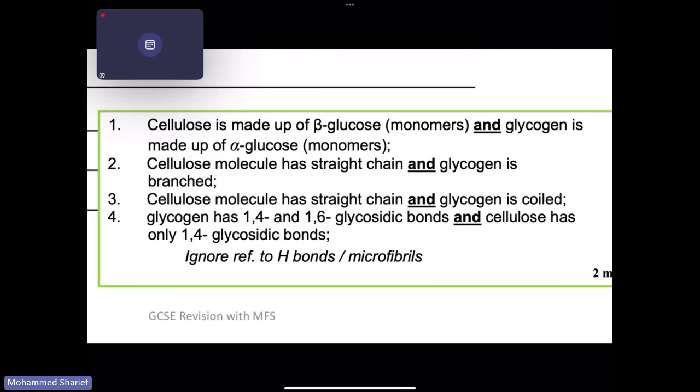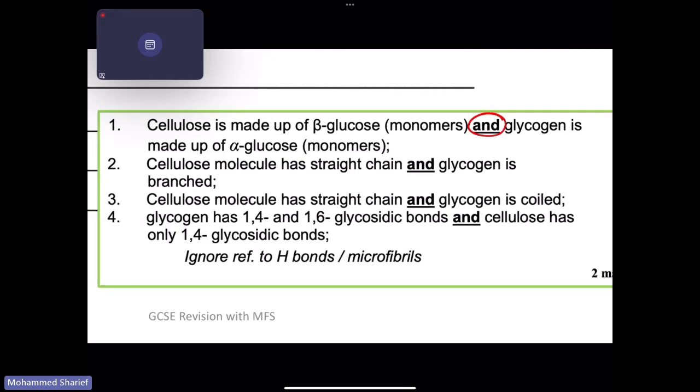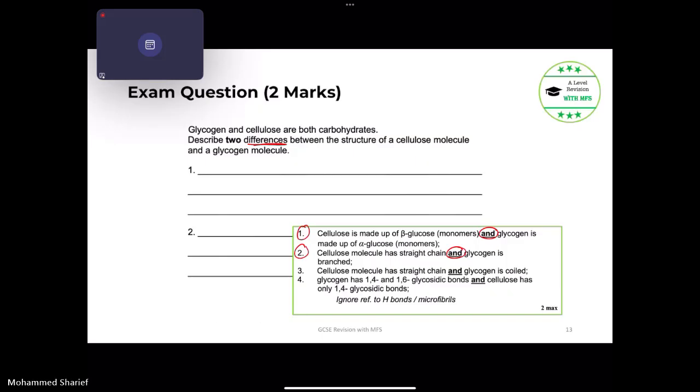So cellulose is made up of beta glucose, and you could have had an 'and' or 'whereas', as long as you're showing a comparison, it doesn't really matter which word you're using. And cellulose has a straight chain and glycogen is branched. We said point one and point two. You could have also had cellulose has a straight chain and glycogen is coiled. Glycogen has 1 to 4 and 1 to 6 glycosidic bonds, whereas cellulose has only 1 to 4 glycosidic bonds.